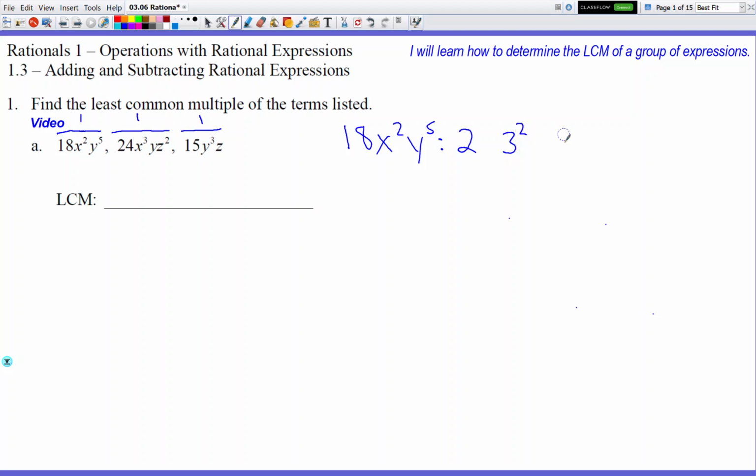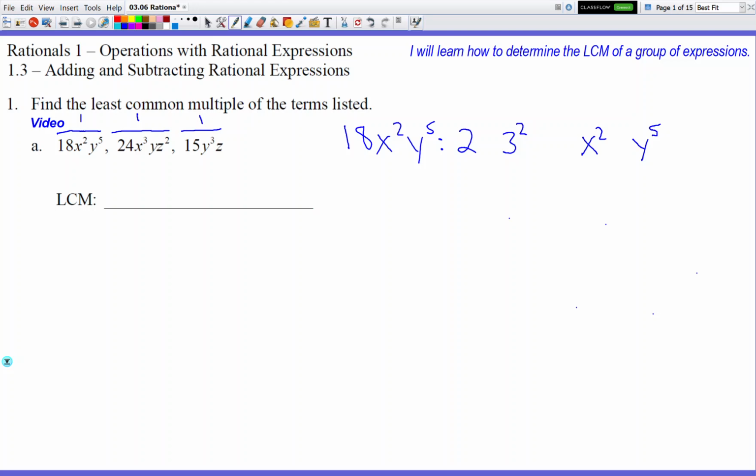Then when I break apart the x squared, I'm not going to write x and x, I'm just going to write x squared. And I'm not really going to break apart the y to the fifth, I'm just going to write y to the fifth. So there's no breaking up of the letters like you typically do for radicals.